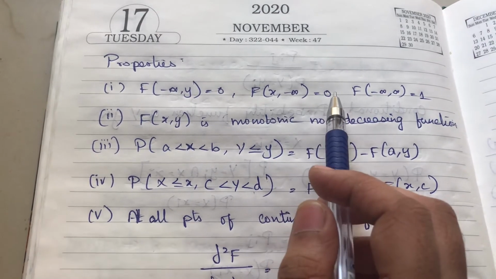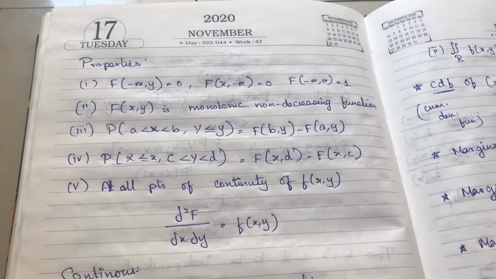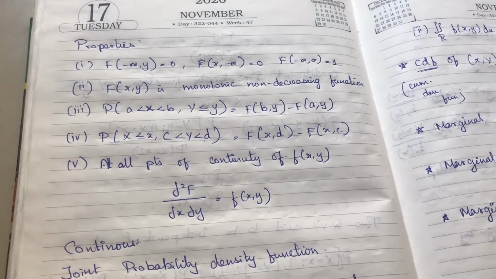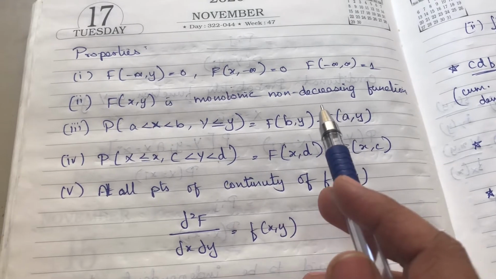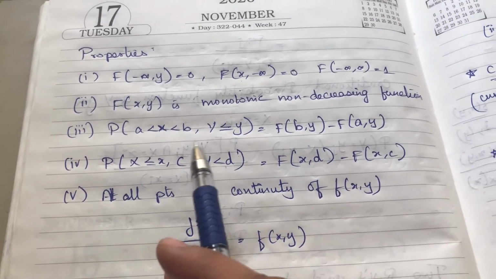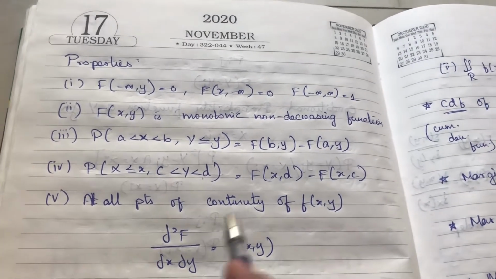Likewise, F of x as x tends to minus infinity will be equal to 0. So for x from minus infinity to infinity, it is 1. And F of x is a monotonically non-decreasing function.